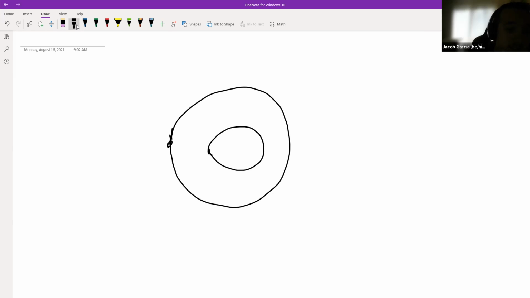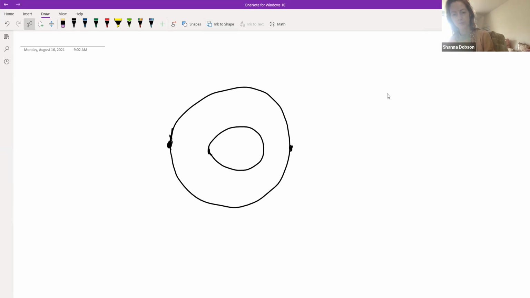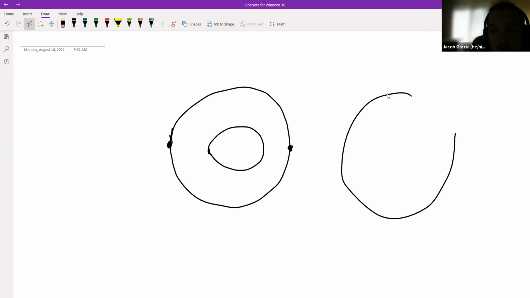So if I identify two antipodal points, or antipodal points, I guess that's how real mathematicians would say that word, I can turn this into a Mobius strip by identifying these two edges like so.